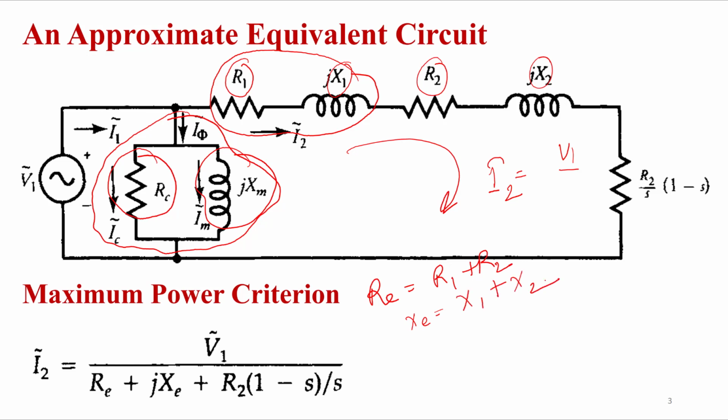Now this expression is correct. Applying KVL directly, I can write I2 is equal to V1, since V1 is across this branch, right? So V1 by (R1 plus R2) plus j(X1 plus X2) plus R2 into (1 minus S) by S. So already we know this represents the dynamic loading of the motor, right?